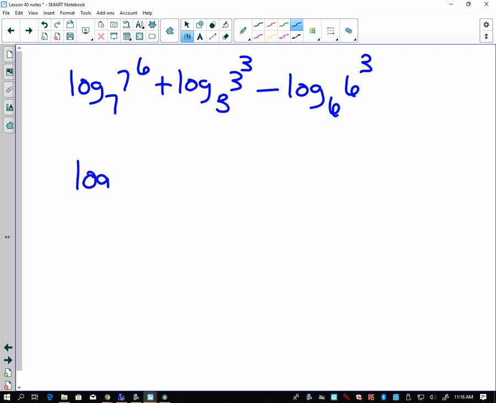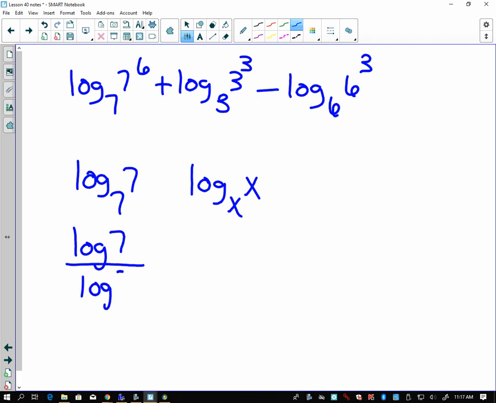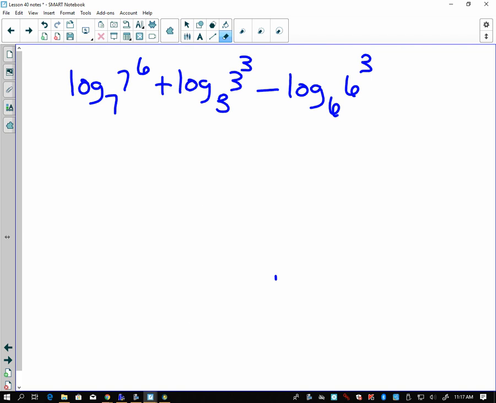One, if I just had log base 7 of 7, okay? In fact, if I had any value where the base is the same as the number, keep in mind that is the same as log 7 over log 7. So what would this equal? 1. The same way this would equal 1. But we have these exponents, right? What should I do with these exponents, though? Where should they go? They go back in front.